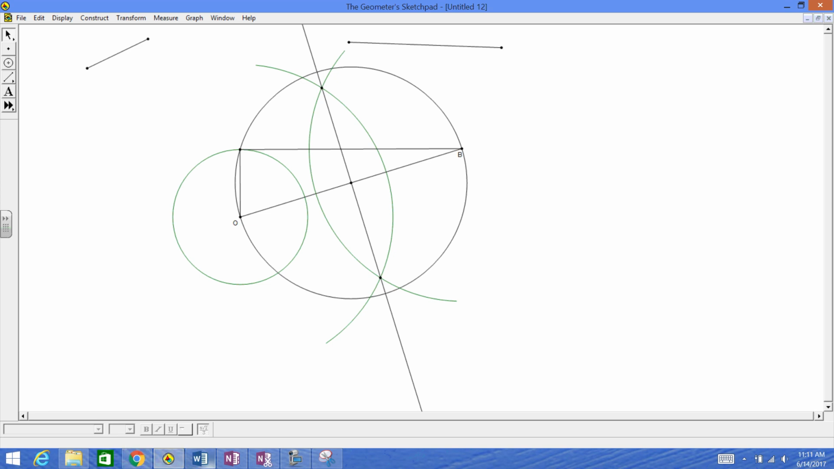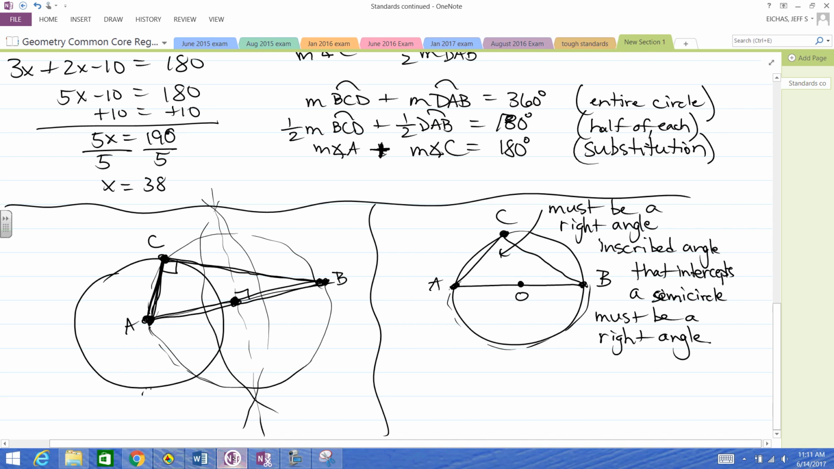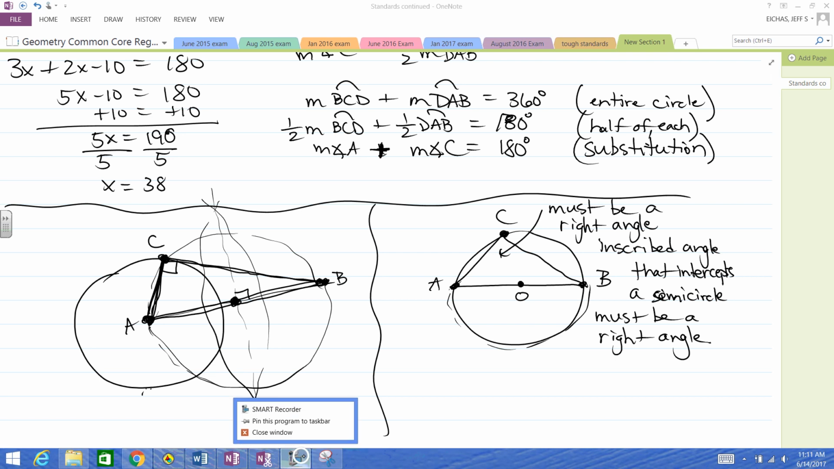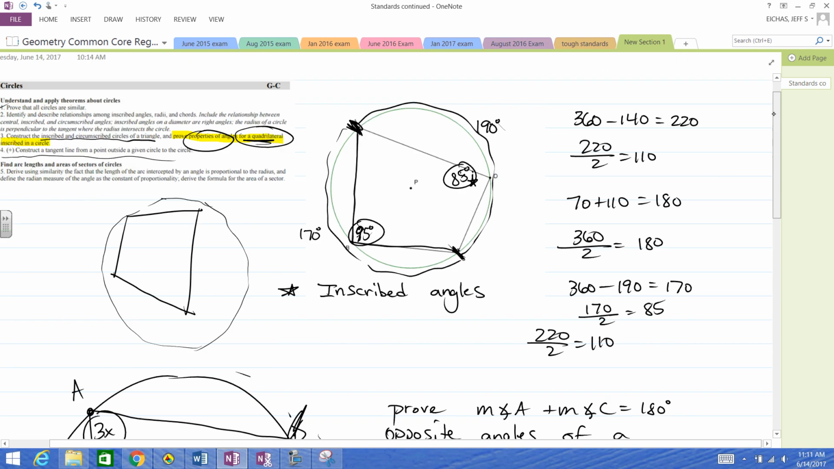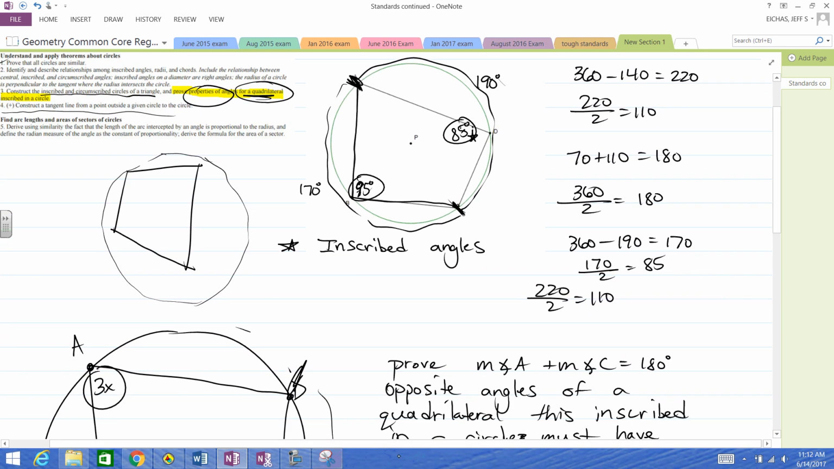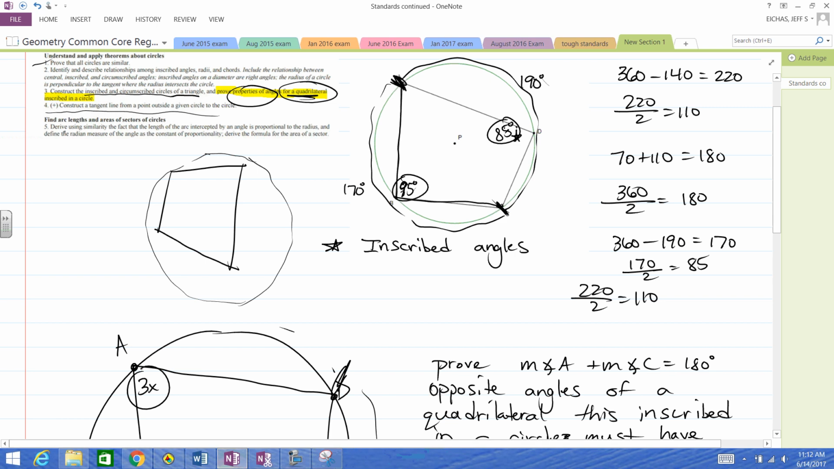All right, actually I've got another concept that I wanted to go over that we didn't get to this year. So we've taken care of all that. All right, let's talk about the constant of proportionality as far as radian measure of an angle.